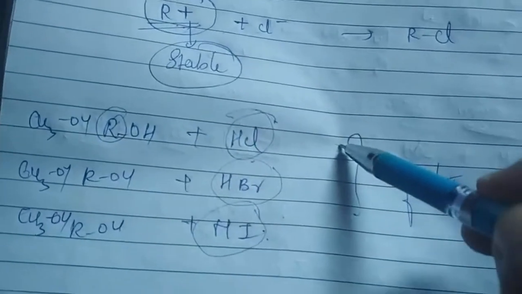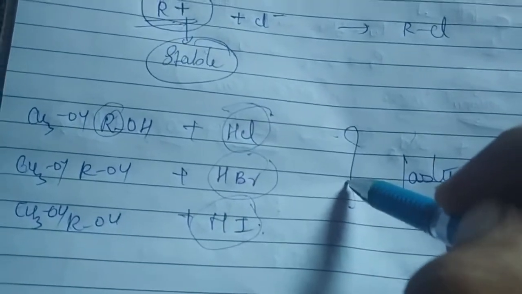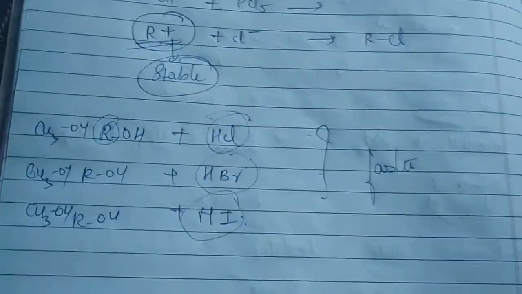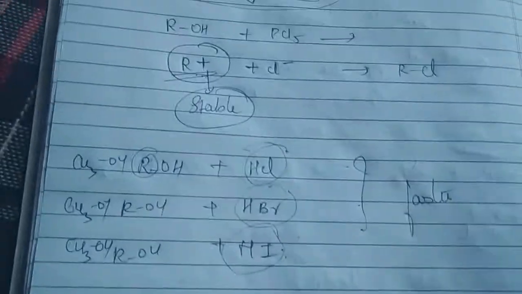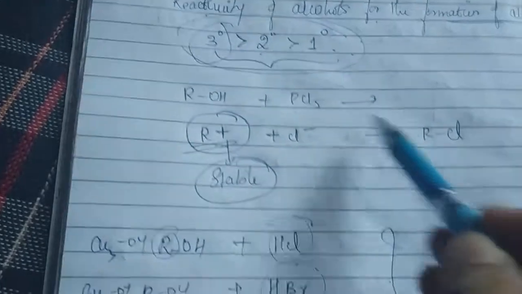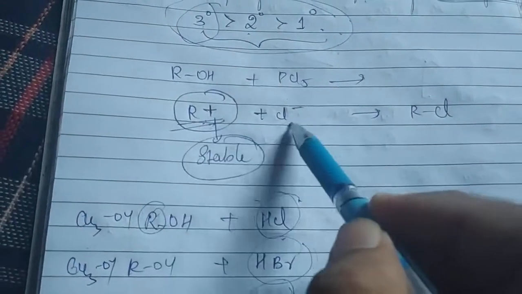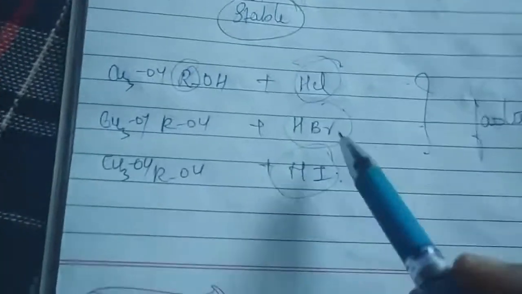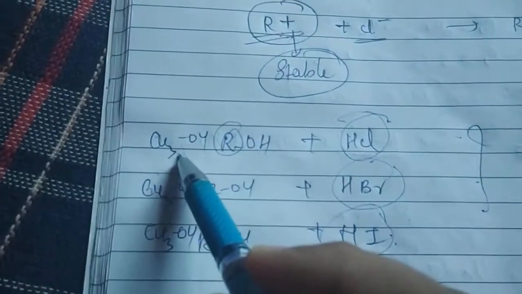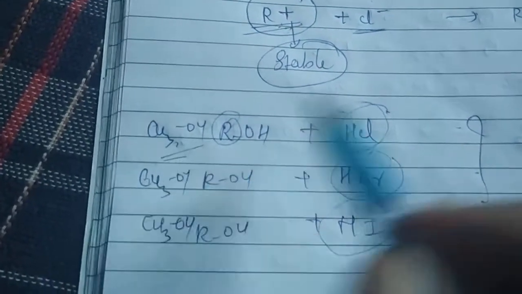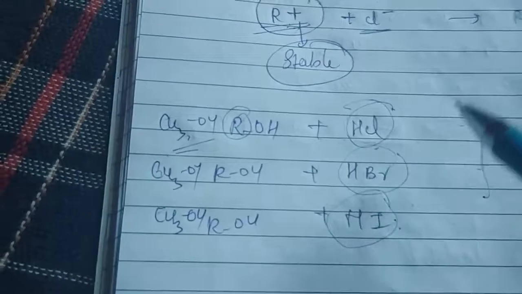Whether I would be getting CH3Cl first, or CH3Br first, or CH3I first. Of course, I said that my reaction is proceeding in this way, that is R plus and Cl minus. Here I will certainly get R plus, that is CH3 plus, because it is an alcohol. But here I have to get my Cl minus.